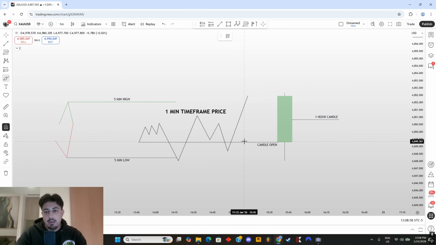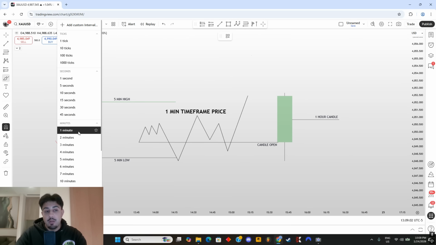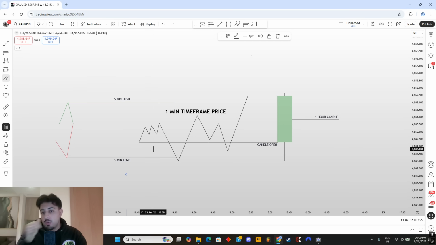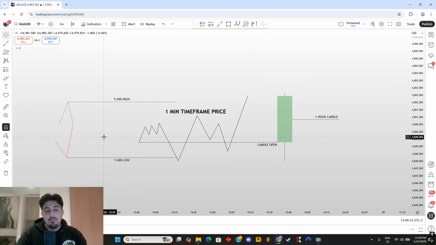And once you have marked out the 1 hour candle open, the second step is, before going to the 1 minute, you have to go to the 5 minute time frame over here. Then you want to look to the left side, right? So over here, left side of the candle open, and mark out the most recent 5 minute high and 5 minute low. They have to be unswept. Okay, note that. And also they have to be the most recent 5 minute high and low. So over here we have the 5 minute high and the 5 minute low.